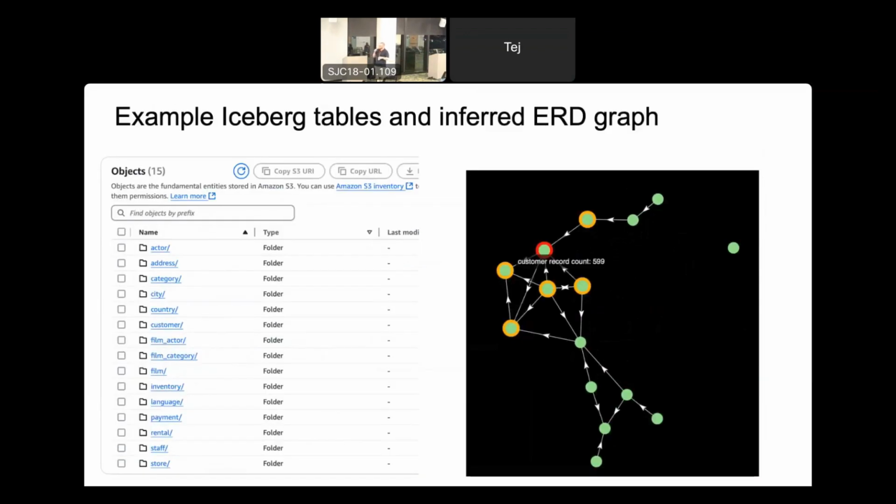Here is just a slightly different schema, and you can see these are the S3 Iceberg tables. And of course, you've got the columns and the data types, but what you really want is the total context of your data for any analytics.